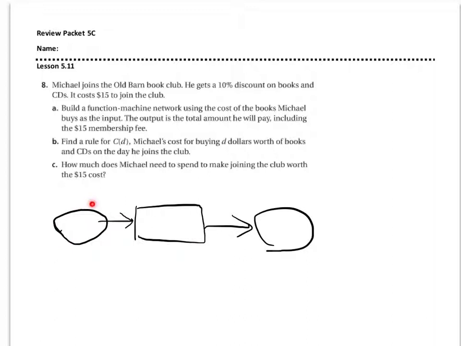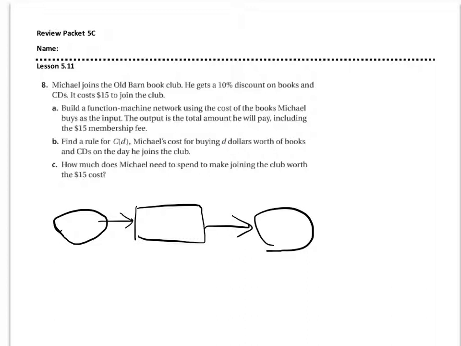So the input will be the cost of the books, the original cost. For example, if you spend $100, then it gives you a 10% discount. However, you have to pay $15. So at the end, how much money do you have to pay? Here's a hint: a 10% discount means you pay 90% of it, which you can find by multiplying by 0.9, right?